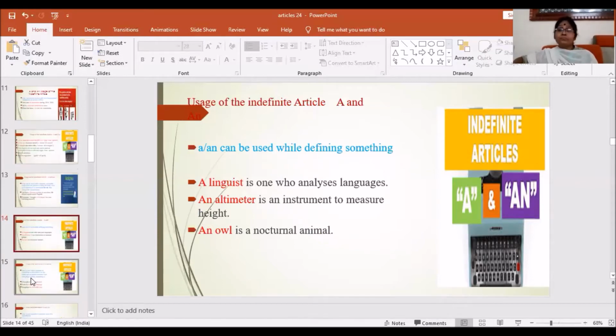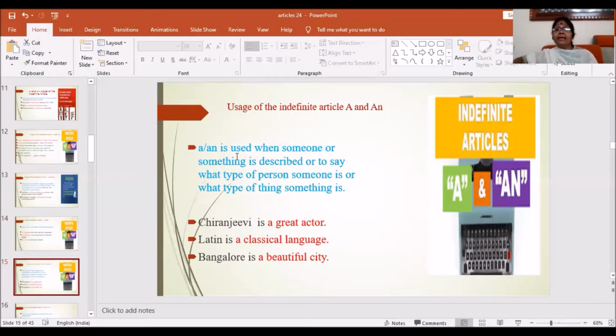Now, next, a and an is used when someone or something is described, or to say what type of a person someone is or what type of a thing something is. For example, I am talking about Chiranjeevi. Chiranjeevi is a great actor. What type of an actor? He is a great actor.